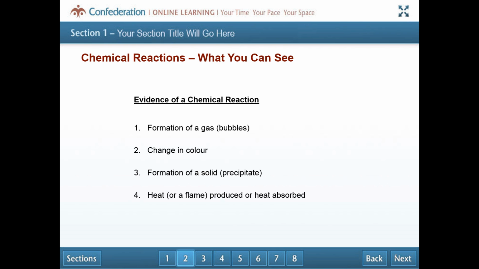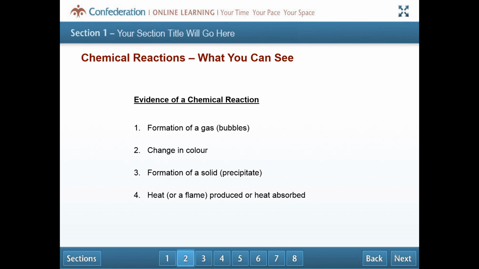Things that you can look for when you're trying to tell whether you've had a chemical reaction happen would be formation of a gas, so you'd see some bubbles. You'd see a change in color, or formation of a solid, which is called a precipitate, and we'll be talking about that more in the third or fourth section. And the fourth thing is interesting: heat or a flame being produced. That's really common. If you see a campfire and you've got a flame, that's a chemical reaction happening. Or if you see fireworks, that's a chemical reaction happening. The other thing is heat could be absorbed. That's a little bit more counterintuitive, but it's quite interesting as well.